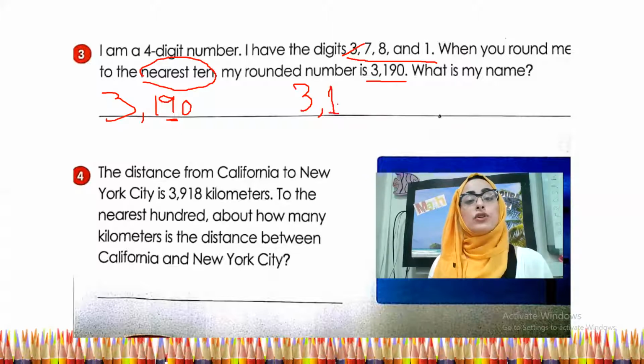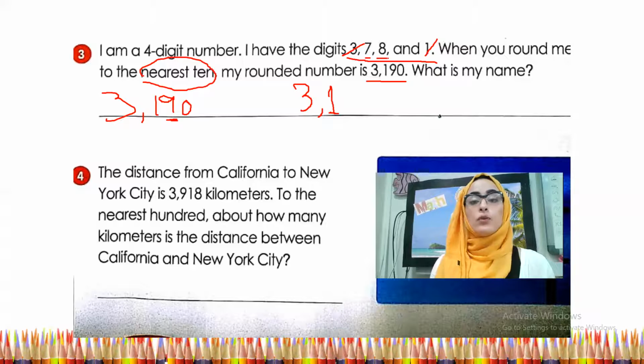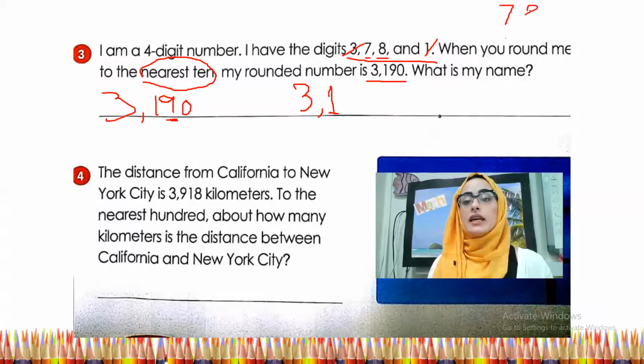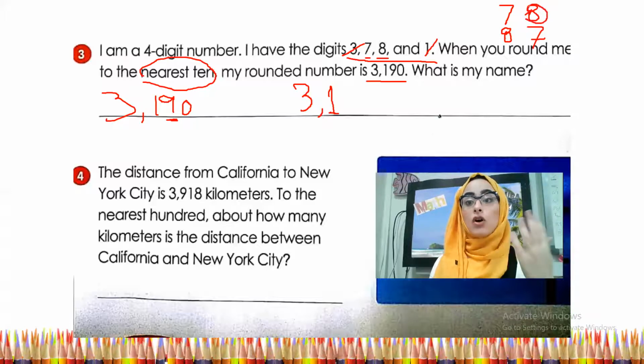So I am tricky between 7 and 8, and 8, 7. Which one will come first? Let's write them here: 78 or 87. Okay, let's see. If I want to round to the nearest 10, underline your tens, round your ones. 8 is strong, so one more, so the tens here will be what? Yes, the tens will be 80.